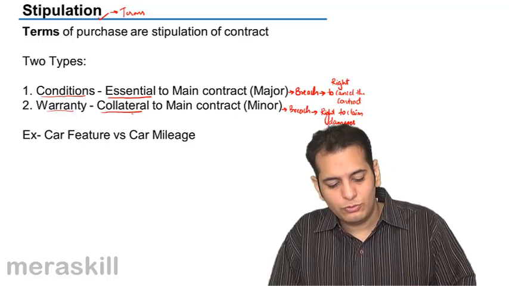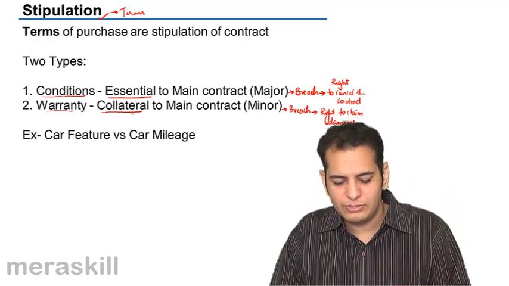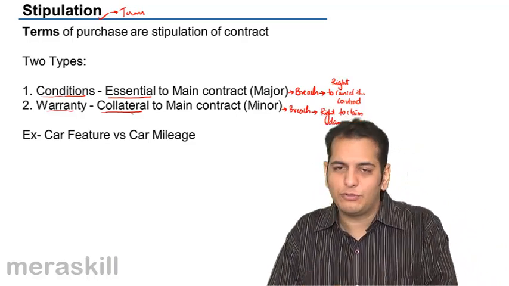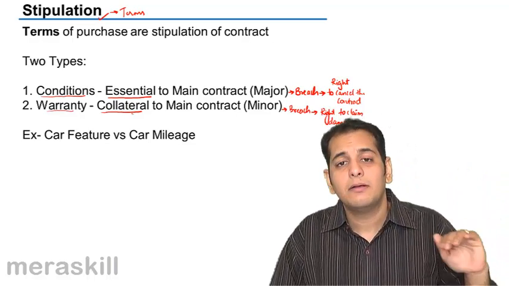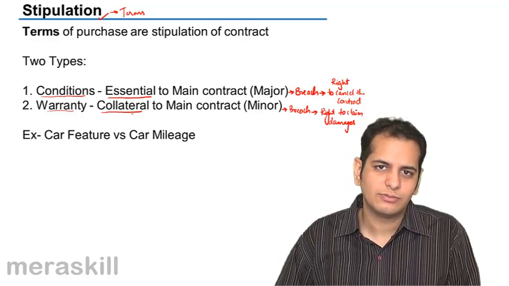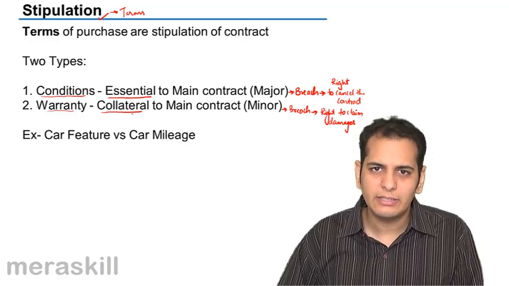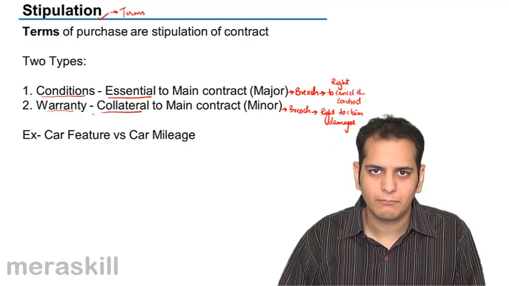Okay. So a warranty is a stipulation which is collateral to the main purpose of the contract, the breach of which does not give you a right to repudiate the contract but to claim damages. You can only claim damages. Whatever loss you have incurred because of the breach of the warranty, you can claim it. Okay.